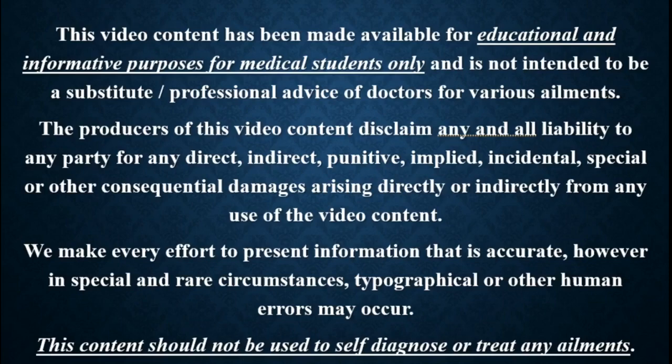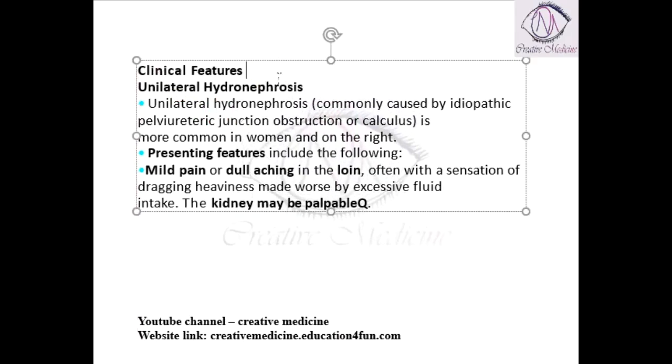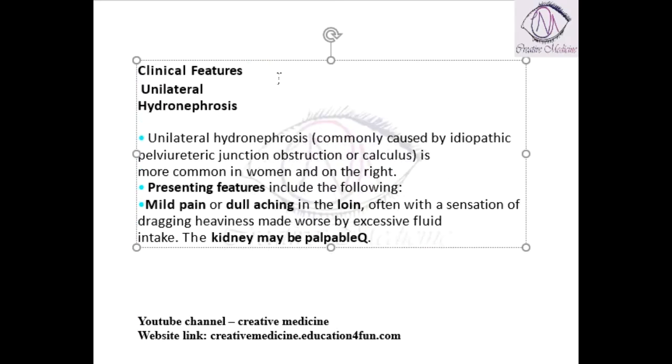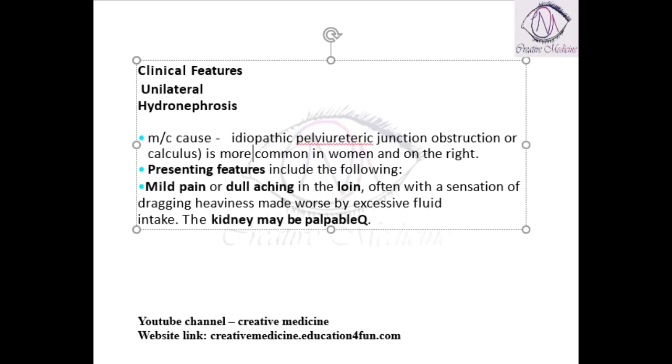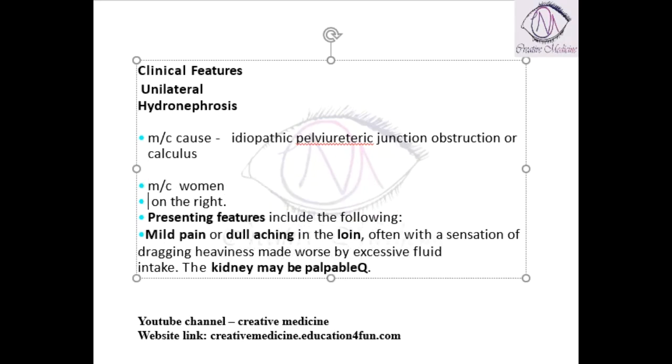In this lecture, we will learn about the clinical features. First, we have unilateral hydronephrosis. The most common cause of unilateral hydronephrosis among all is idiopathic pelviureteric junction obstruction, or it can be due to calculus. Unilateral hydronephrosis is most commonly seen in women, and it is seen most commonly on the right side.